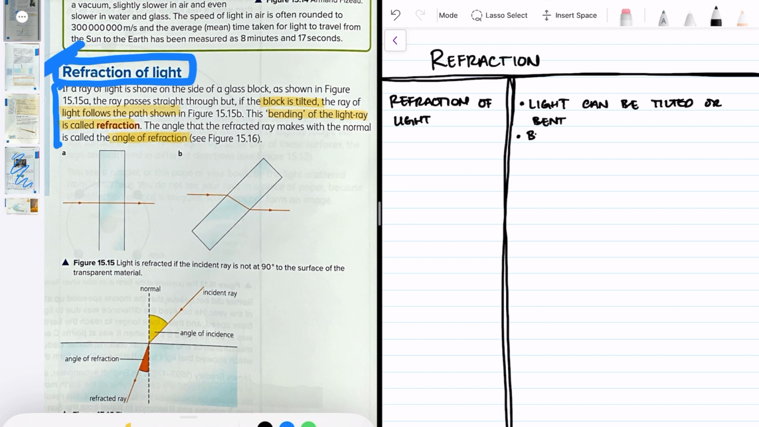Then for the second one, the bending is called refraction. So bending of light is refraction.